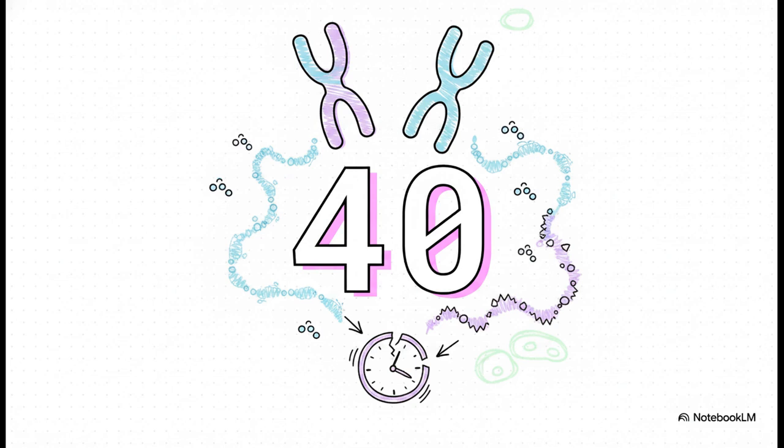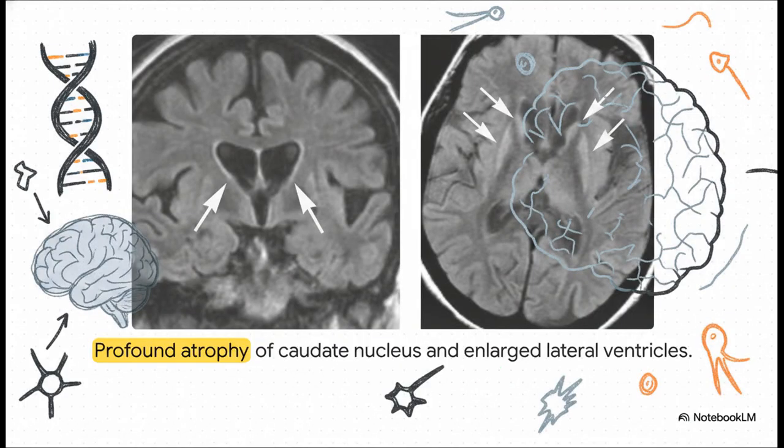And this is driven by a phenomenon called somatic instability. The DNA repeats actually continue to expand over time within certain cells, which just accelerates the cellular damage and the clinical onset. So, how does that toxic genetic expansion translate into physical reality?